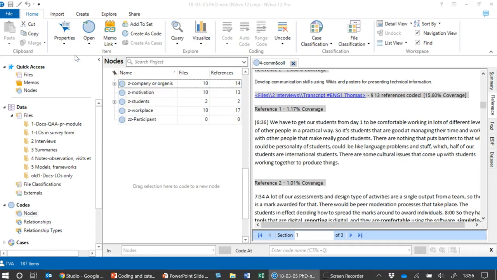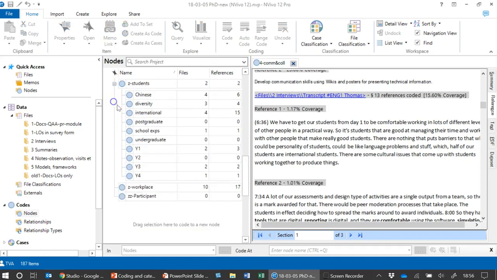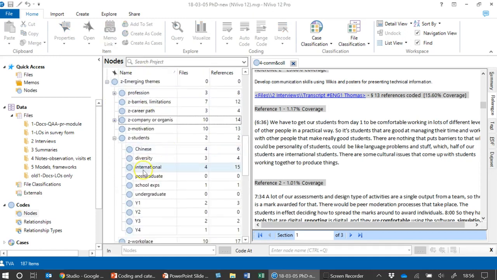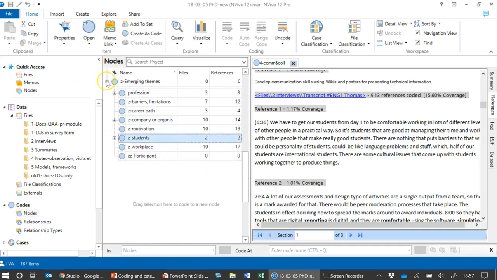Another emerging theme was international students. So here you see international students having 15 references. The idea was that lecturers or other people were saying that students might display different attitudes or behaviors or capabilities, and sometimes that had to do with whether they were international students or home students. So you see that, for instance, in other ways as well.